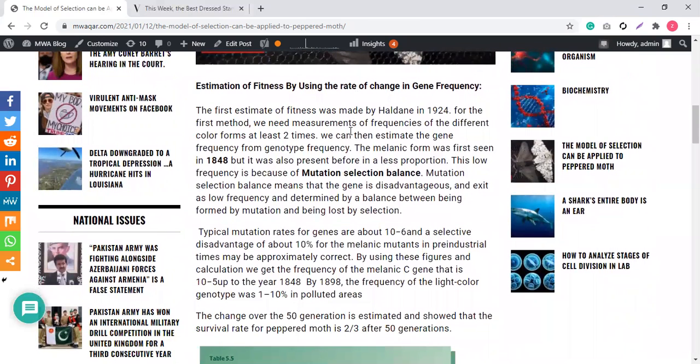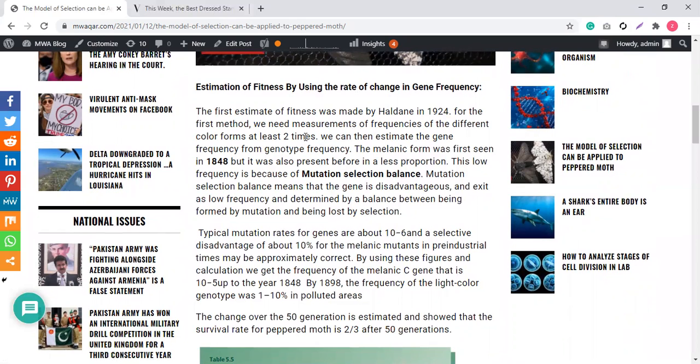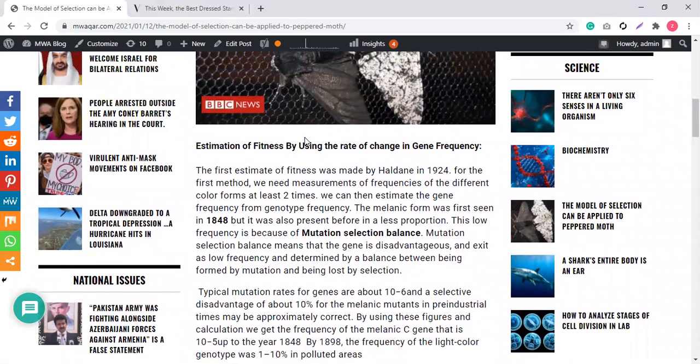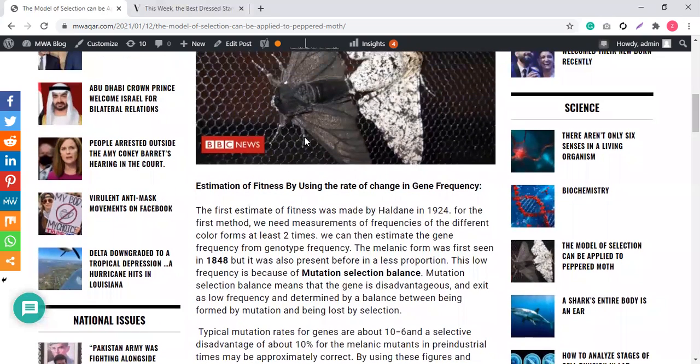The first estimation of fitness was made by Harlan in 1924. For the first method, we need measurements of frequencies of the different color forms at least two times. This is simply the procedure of the experiment, in which they measure the frequencies of the different colors, the frequency of the light peppered form and the frequency of the melanic form.